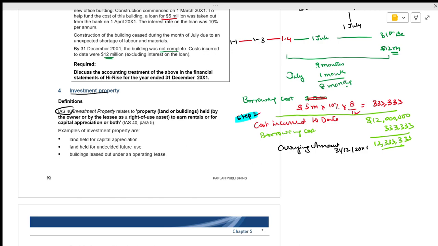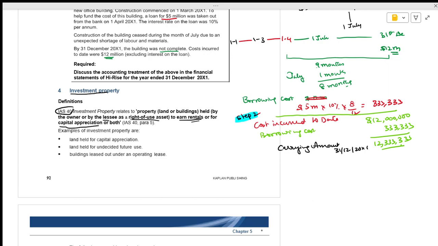Most important thing is that students get confused here. It happens in F7, it happens in SBR. The students who have done F7, financial reporting, have much more clarity. Investment property relates to property held by the owner or by the lessee as a right-of-use asset to earn rentals, or for capital appreciation, or both.